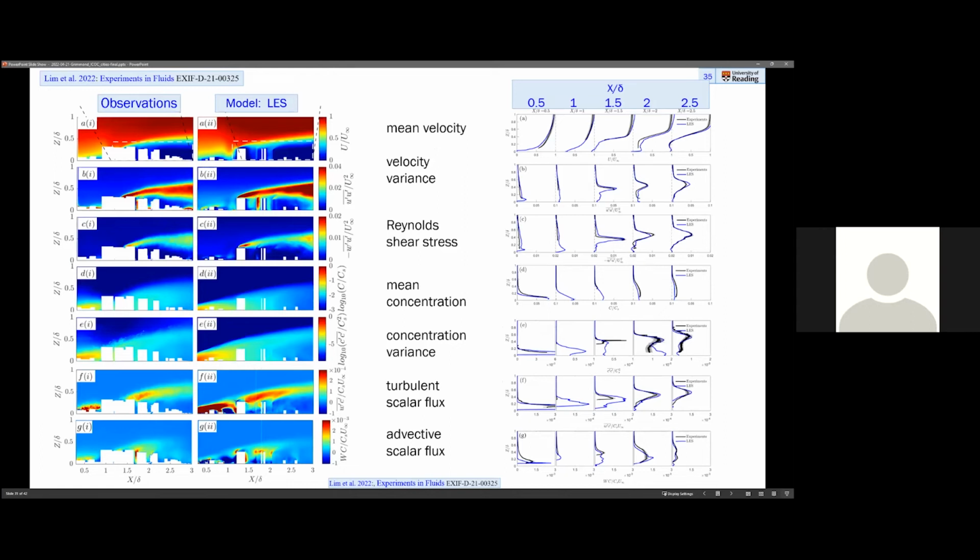Now the observations from the water tunnel have greater variability than the LES simulations because of the greater uncertainty from the pixel resolution. But we can see that there is good correlation between the two. Obviously, the large eddy simulation can go all the way to the surface, whereas the water tunnel model is constrained by what can actually be seen of the flow.